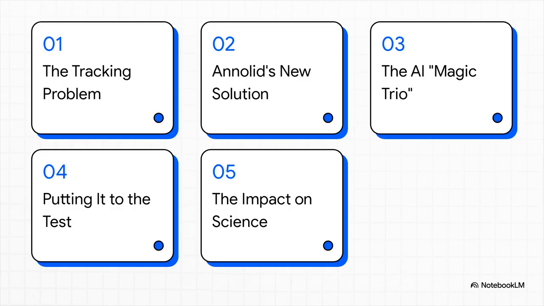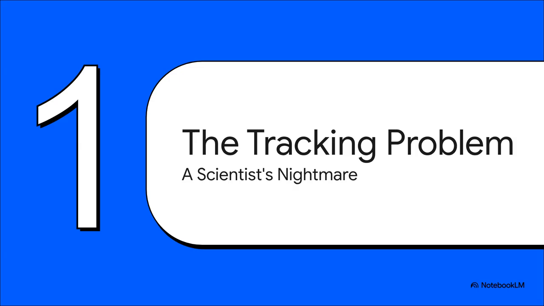So today, we're going to break down how a brand new AI tool is making the impossible, well, pretty possible. We'll start with the old problem, look at the new solution called Annolid, unpack the AI magic that makes it work, see how it holds up under pressure, and then talk about what this all means for the future of science.